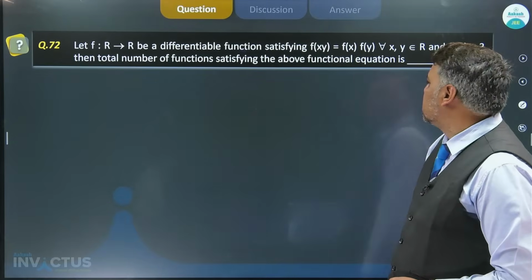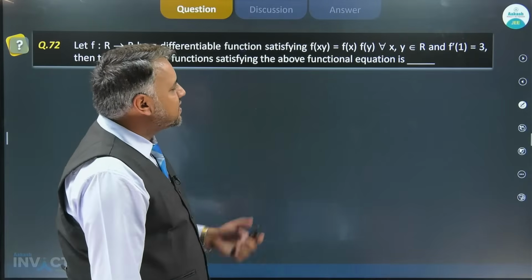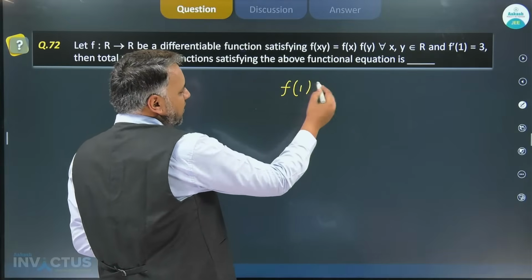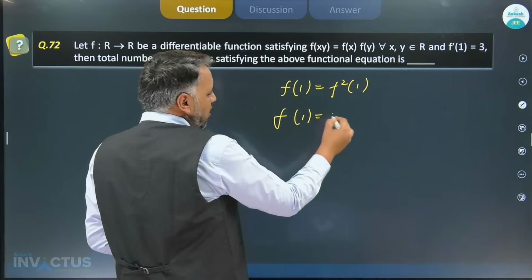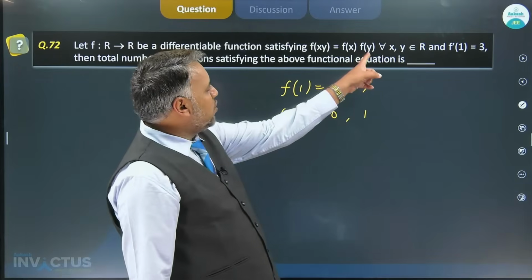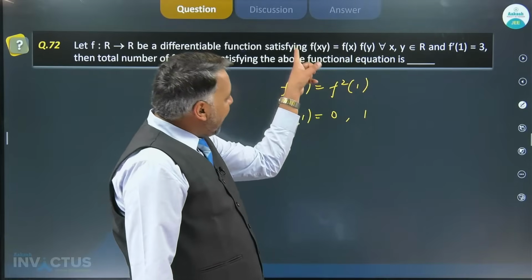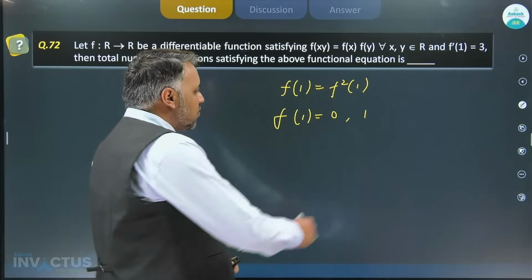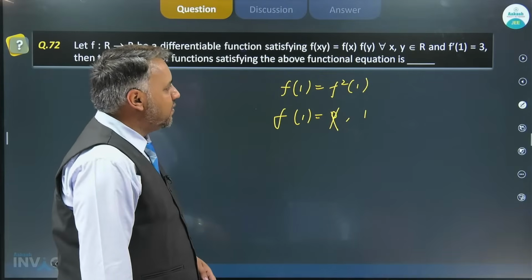Okay, next, a simple functional equation. f of xy is equal to f(x) into f(y). f dash 1 is given as 3. So let's put x and y equal to 1. We get f of 1 is f square of 1. So there are 2 possibilities: either f of 1 is 0 or f of 1 is 1. If f of 1 is 0, put y is equal to 1, and the right hand side will become 0. That means f(x) is always 0. But if f(x) is always 0, then how is f dash 1 equal to 3? There is a contradiction. So f1 cannot be 0, so f1 is 1.